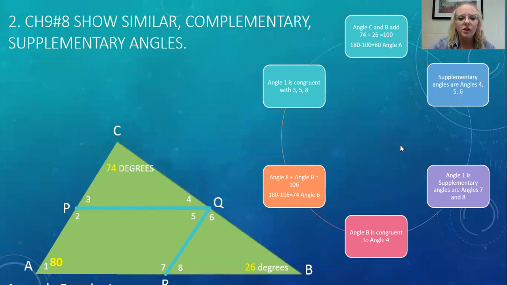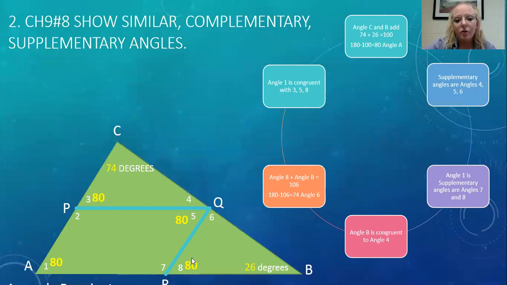But then we also see this. We know the supplementary angles for angle 1 are 3, 5, and what else? 8. So we can go ahead and plug those in, because those are going to be our congruent angles, not supplementary, but congruent angles to 1. So we have measurements now for this right here. So 74 degrees plus 80 degrees, we need to know what that is. And when we add those two together, we're going to get our answer.